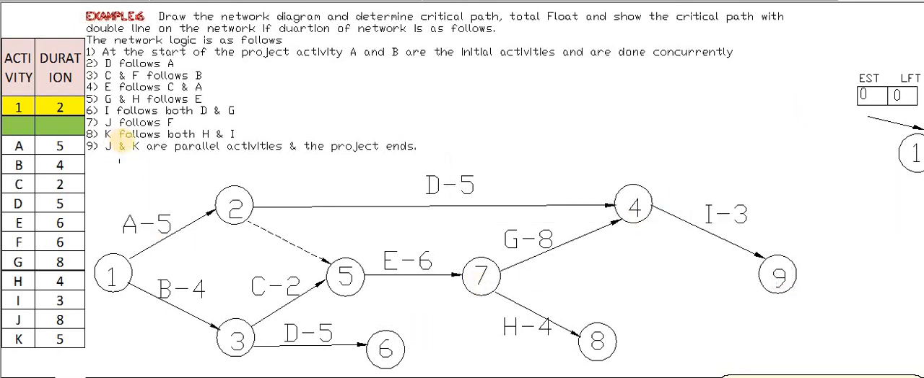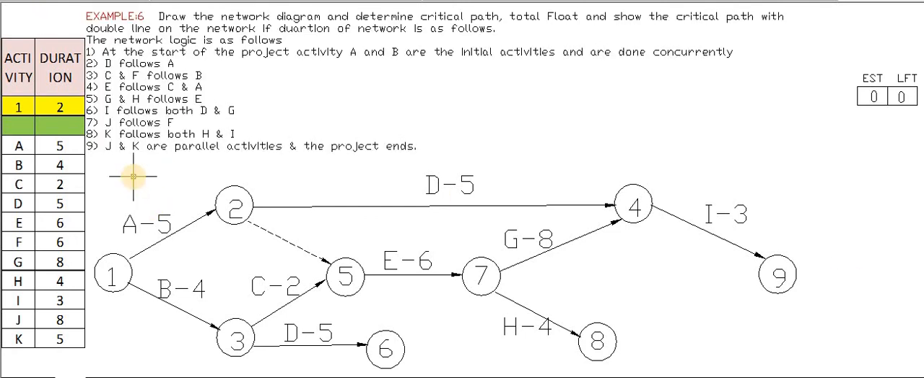So J follows F. That means only after completion of F, J will be started. Where? Here, where F is ending. So here we have drawn the network diagrams, and up to serial number 5 we have completed.